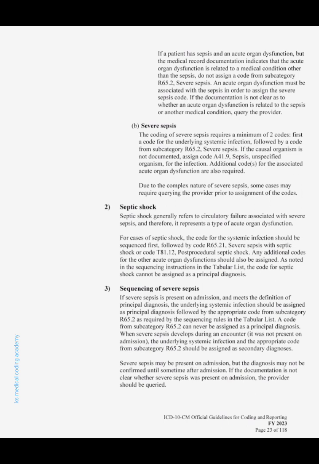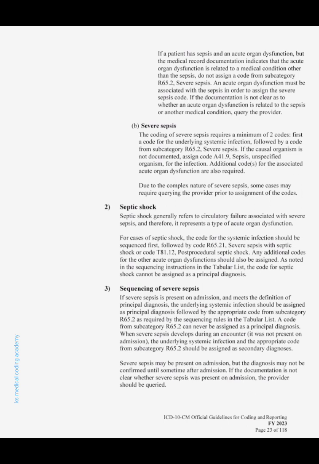B. Severe sepsis. The coding of severe sepsis requires a minimum of 2 codes. First, a code for the underlying systemic infection, followed by a code from subcategory R65.2, severe sepsis. If the causal organism is not documented, assign code A41.9, sepsis, unspecified organism, for the infection. Additional codes for the associated acute organ dysfunction are also required. Due to the complex nature of severe sepsis, some cases may require querying the provider prior to assignment of the codes.